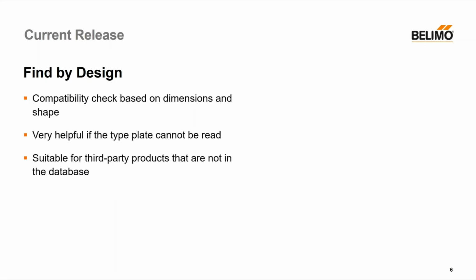The second major innovation of this release is the Find by Design feature. This feature allows a valve's compatibility to be checked on the basis of dimensions and shape only. This is particularly interesting if, for example, the valve is wrapped in insulating material and the nameplate is not readable.